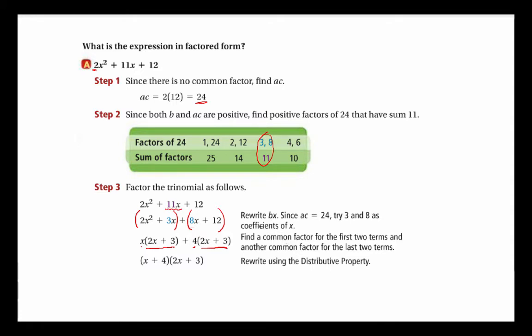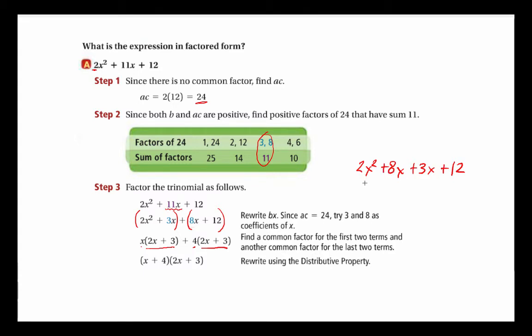All right? Now you might ask, does it matter if I put these in this order or another order? What if, when I was splitting up my bx, I wrote 2x squared plus 8x plus 3x plus 12? You see, I switched the 8x and the 3x. Would it still work? We'll take a look here.